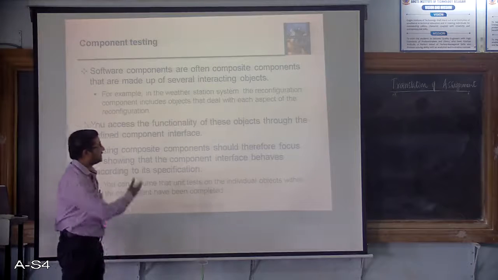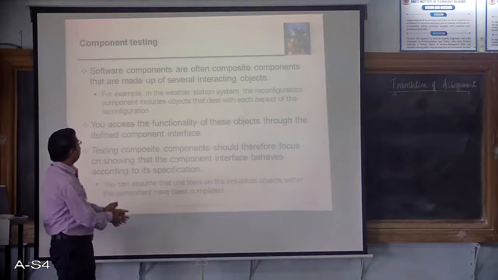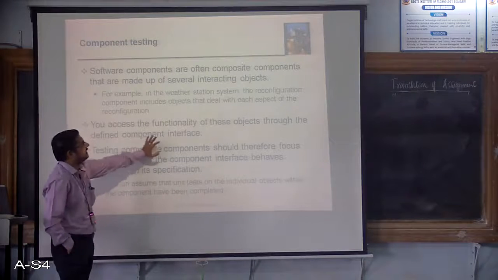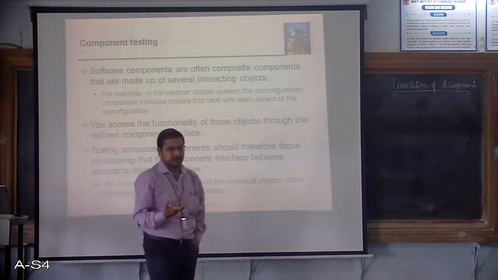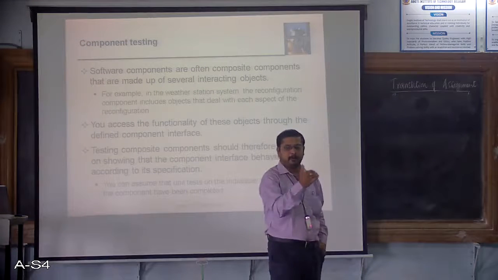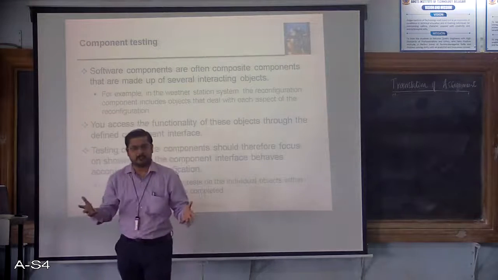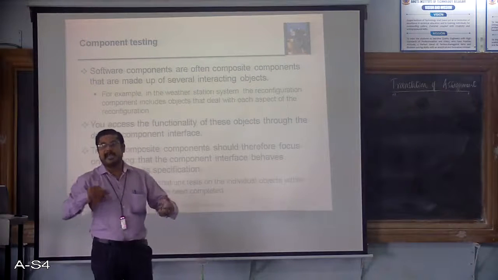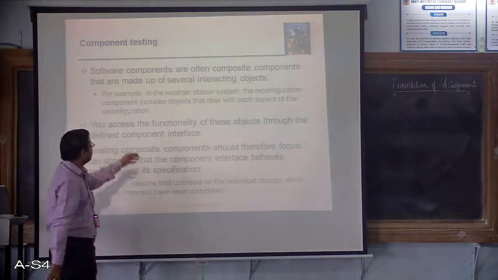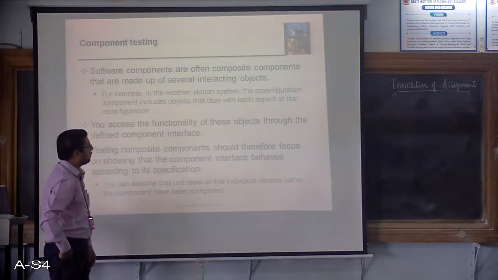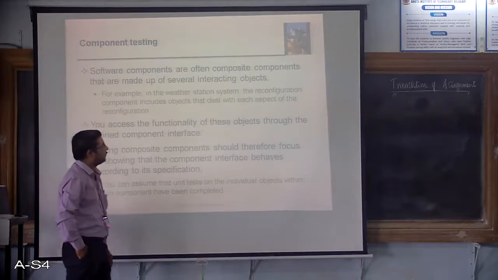For example, in a weather station system, the reconfiguration component includes objects that deal with each aspect of reconfiguration. You access the functionality of these objects through the defined component interface. You can take a mobile application or any ATM. We have to provide a common interface between clients and server, irrespective of their location or function. They can access anything from the retrieved set of data. That is what we call the common interface.